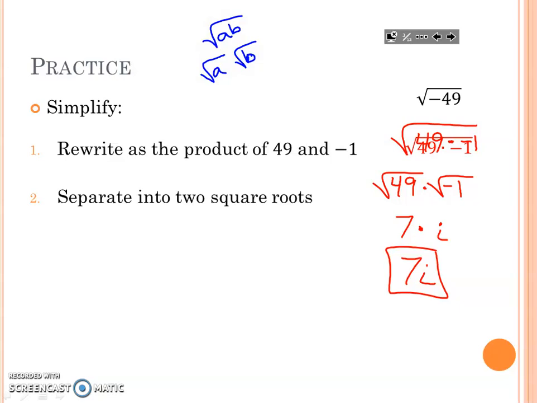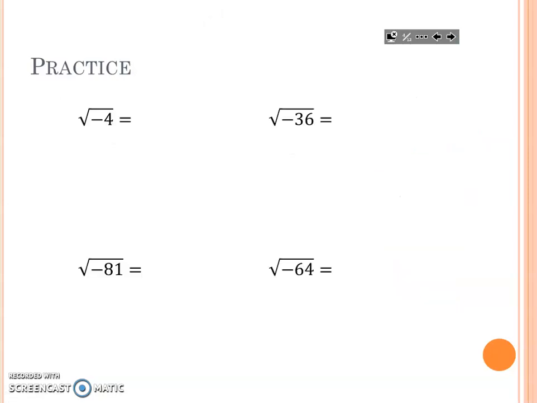If we flip to the next slide here, I've got a bunch of different examples. I've got the square root of -4. Well, what's the square root of 4? 2. And then I've got a negative underneath the square root. That means that there's an i on the back side. Pause the video and see if you can write down the answers for these last three.